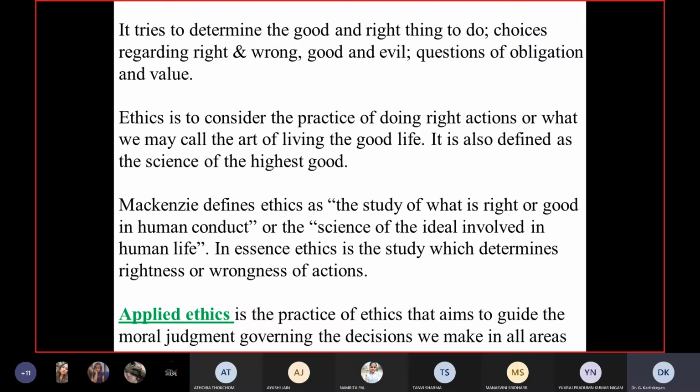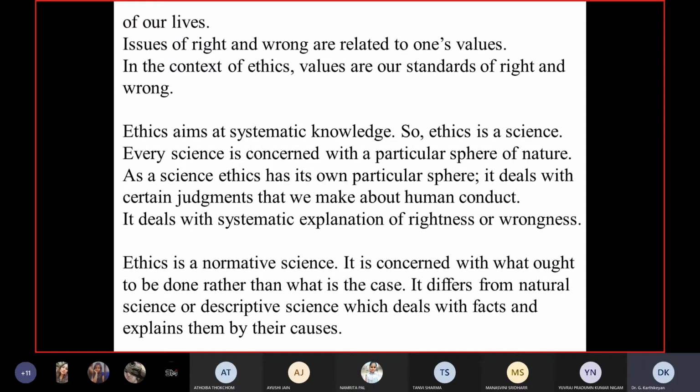Now, applied ethics is the practice of ethics that aims to guide moral judgment governing the decisions that we make in all areas of our lives. We have heard of moral policing, right, and we feel bad when two individuals are doing something and the moral police, people with that moral attitude, come and say you should not do this, you should not do that. Even when elders at our homes, when our grandparents say something, we often resent it, we often get upset: why are they doing this? Their times were different, our times are different. We should be doing this and all that, right?